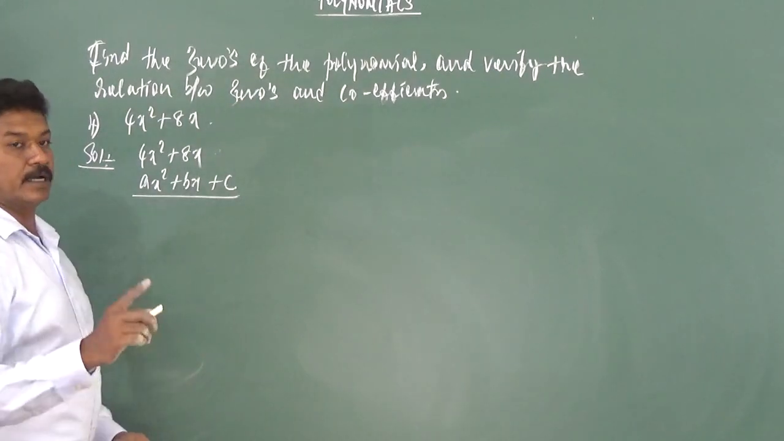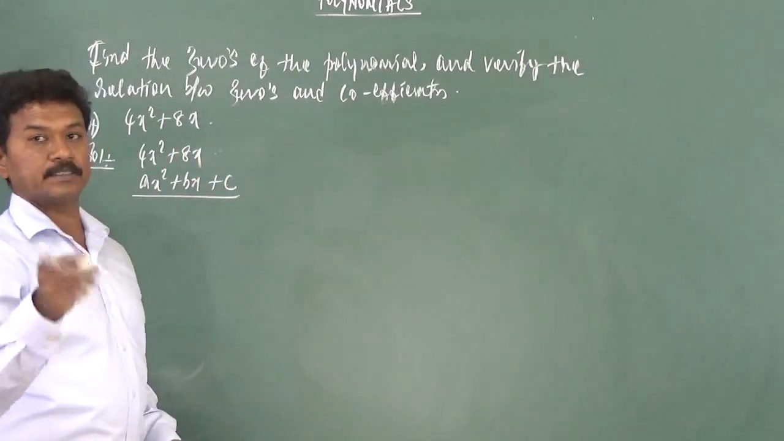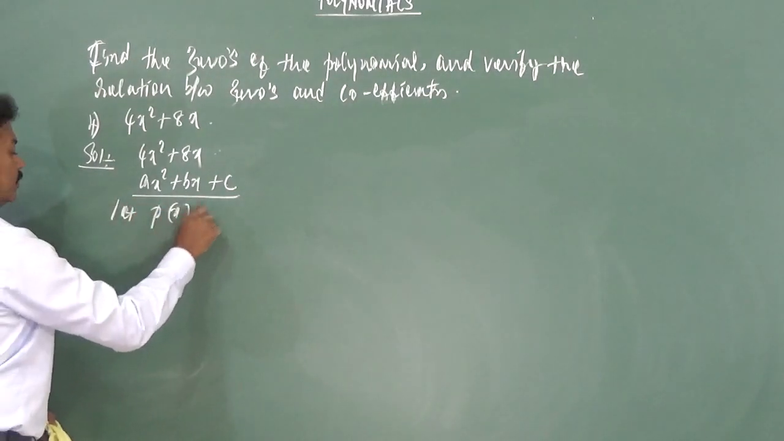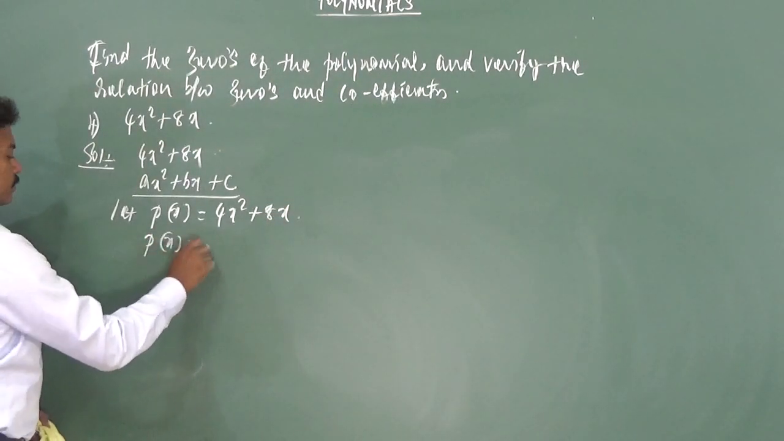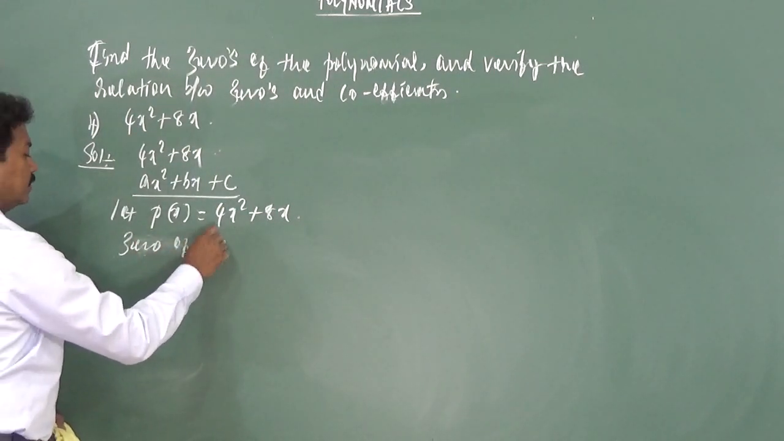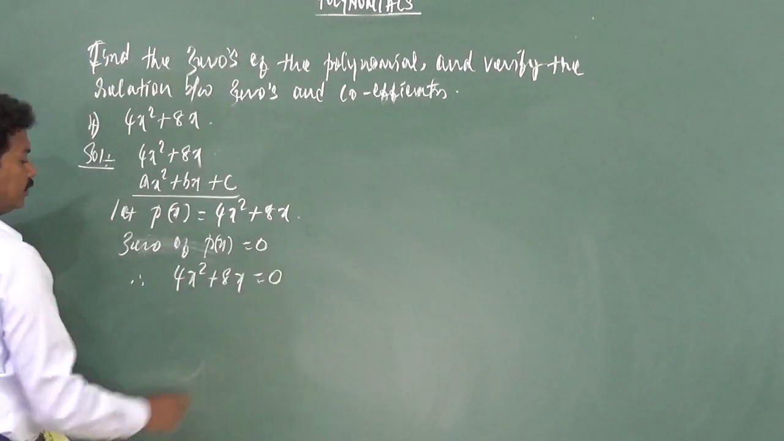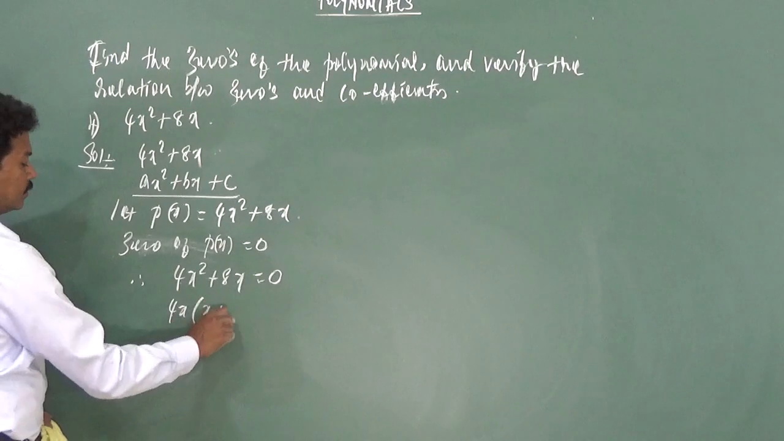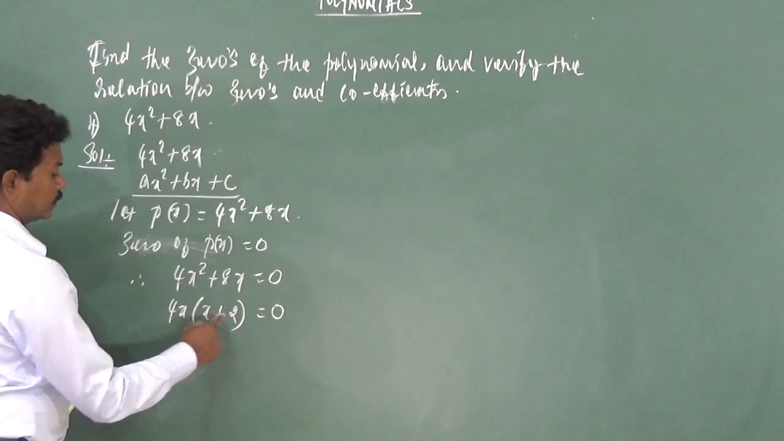So if the real constant term does not exist in the given polynomial, then you have to consider that as 0. That's very important. So let P of x is equal to 4x square plus 8x. Let us take the zero of the polynomial, P of x is 0. So 4x square plus 8x is 0. Take out 4x as common. If you take 4x as common, we are left with x plus 2 is equal to 0. 4x into x is 4x square, 4x into 2 is 8x.